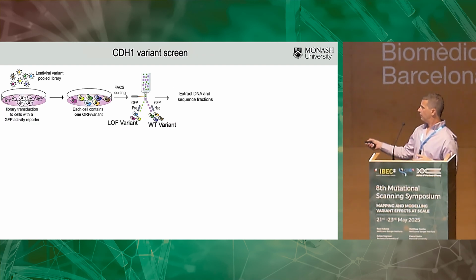And we did the screen. We infect cells with this library, and then we use this Wnt signaling pathway to sort cells to GFP positive or GFP negative. We sequence them, and by using this, we could deduce the activity of these variants.